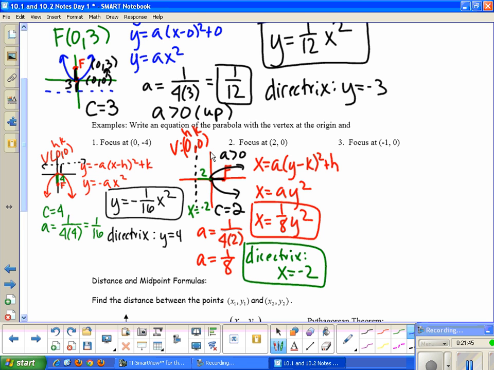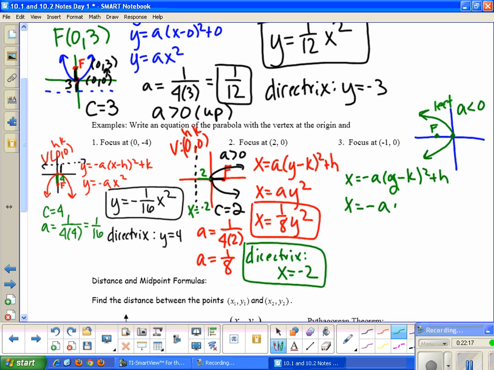So let's go ahead and do this last one. For this last one, the focus is at (-1, 0), and the vertex is at the origin. So (-1, 0) would be here. The vertex is here, so that means my graph has to open to the left. If my graph is opening to the left, that means my a value is less than 0. So x equals -a times (y minus k) squared plus h. So in this case, x equals -a y squared because my vertex is at (0, 0). So that's my h and my k.